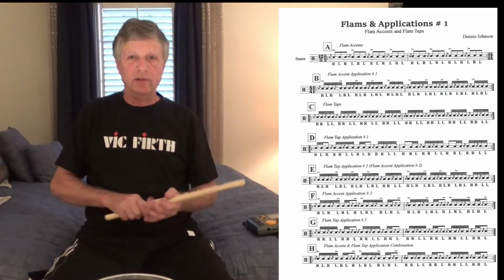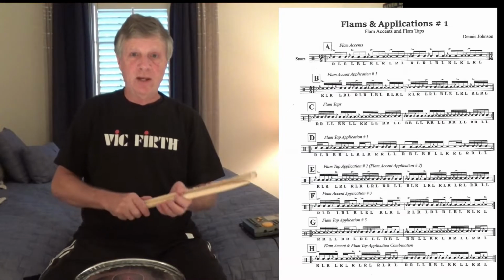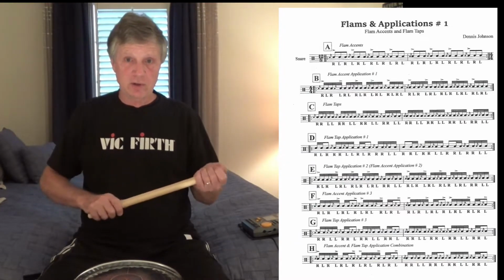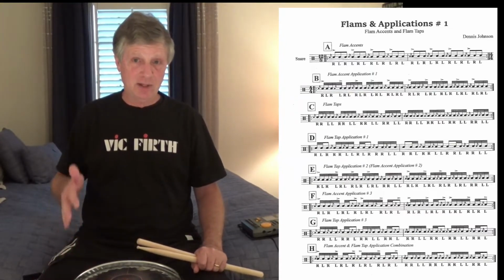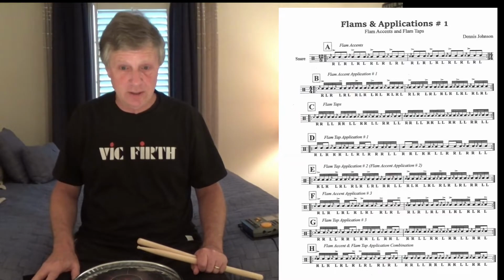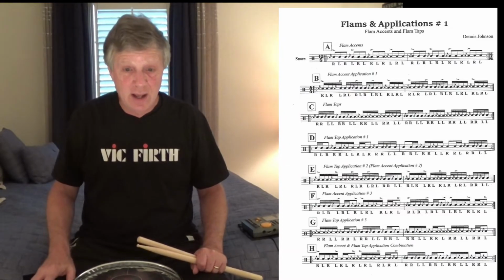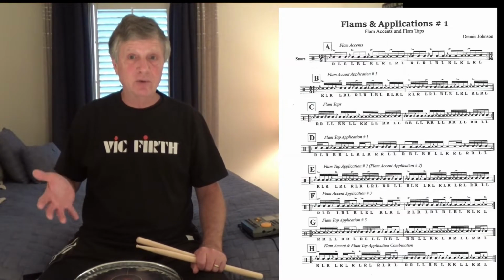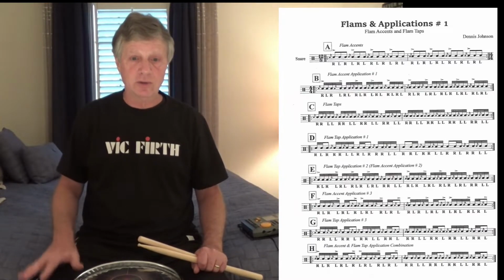All right, this is a rudiment sheet that I have written to help young drummers who are starting to play solo and ensemble pieces that have basic flam rudiments. This sheet is installment A, which is called Flams and Applications number 1. We're going to play flam accents and flam taps, two of the most common rudiments that you see in the intermediate level solos.